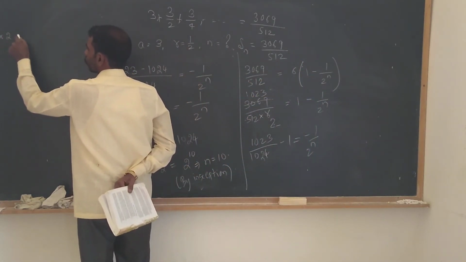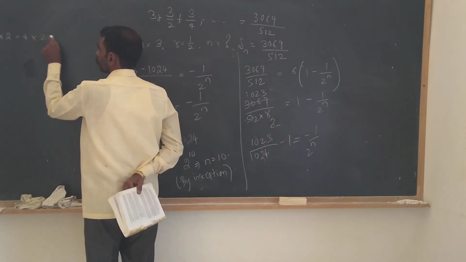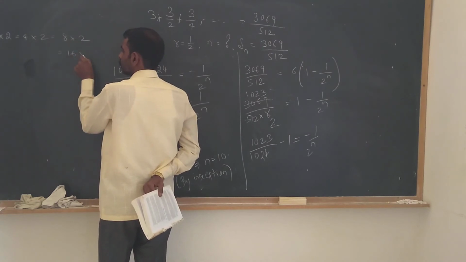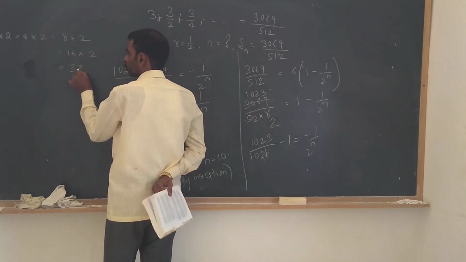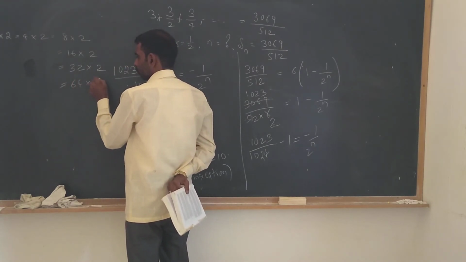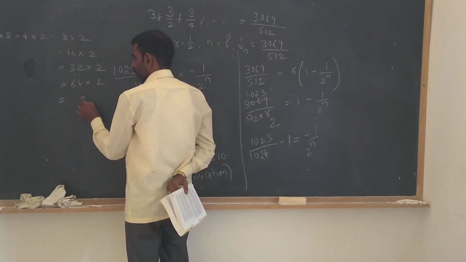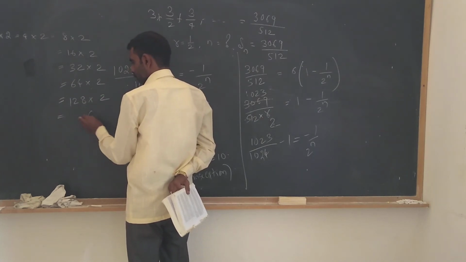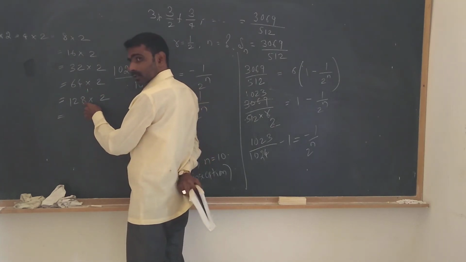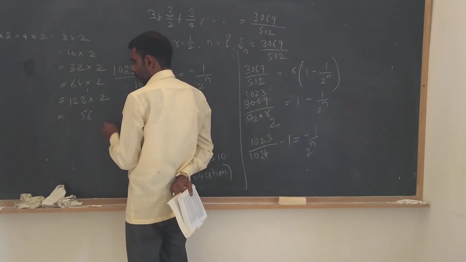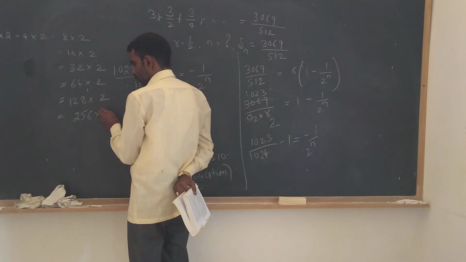2 into 2 is 4. 4 into 2 is 8. 8 into 2 is 16. 16 into 2 is 32. 32 into 2 is 64. 64 into 2 is 128. 128 into 2 is 256. 256 into 2.